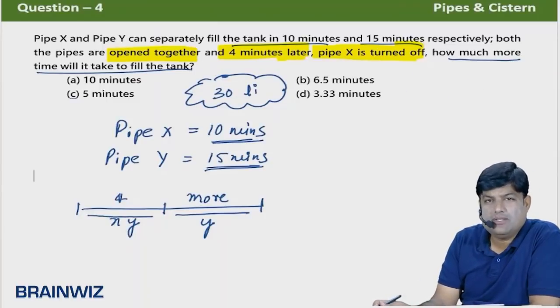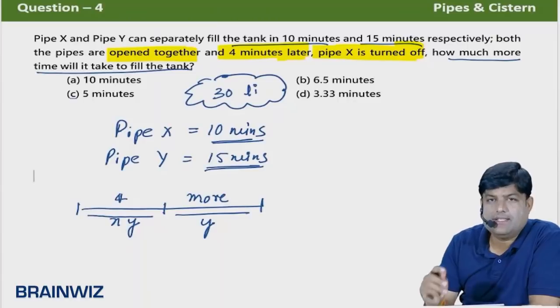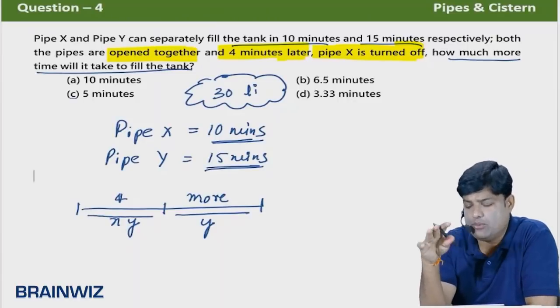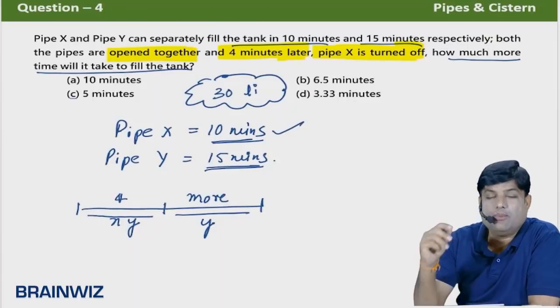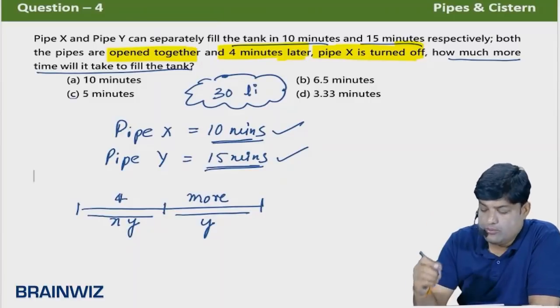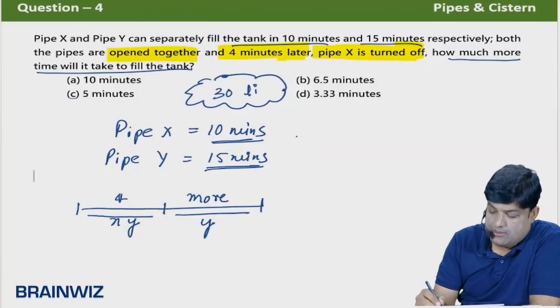I think you have understood now. Let's assume that the total tank is 30 liters. You can take 300 also. It should be a common multiple of 10 and 15. So let's move forward now with this 30-liter tank.